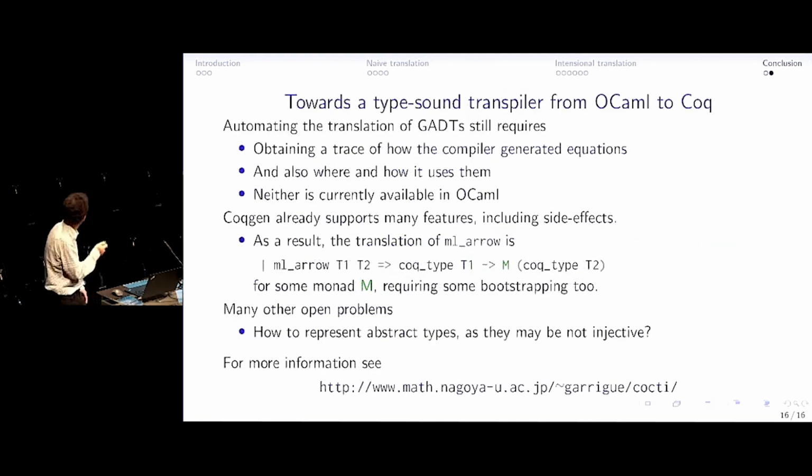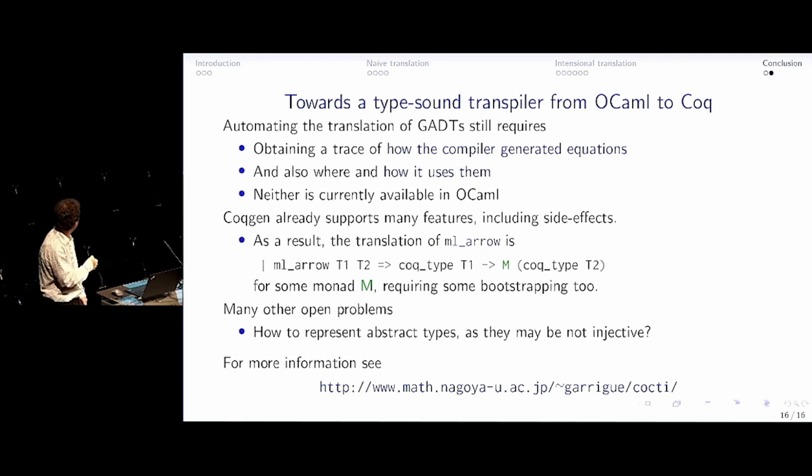And oh, I should finish. What do I need now to get the full type-sound transpiler from OCaml to Coq? Well, for the full language, it's huge. But first, for GADTs, we need to obtain a trace of how the compiler generated equations. We also need a trace of how it is using them, because in the case of OCaml, none of this is available. So we need to do something inside the type checker to get the information.